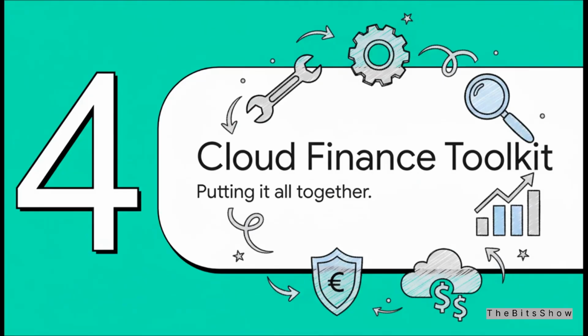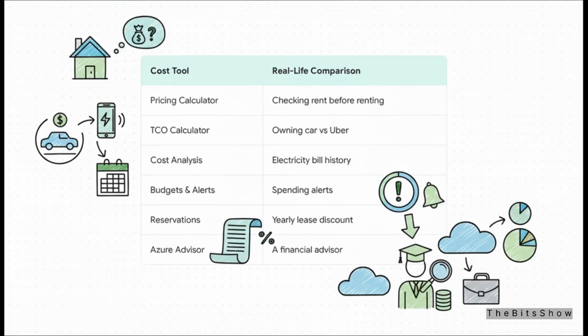So there you have it. These 6 tools, they're not just a random collection of features. They form a complete end-to-end toolkit for every single stage of your cloud financial journey. Okay, let's put it all together one last time. You start by using the pricing calculator to check the rent before you move in. Then you use the TCO calculator to see if it's cheaper than owning the car. Once you're up and running, cost analysis is your electricity bill, showing what's running high, while budgets send you those spending alerts to keep you on track.